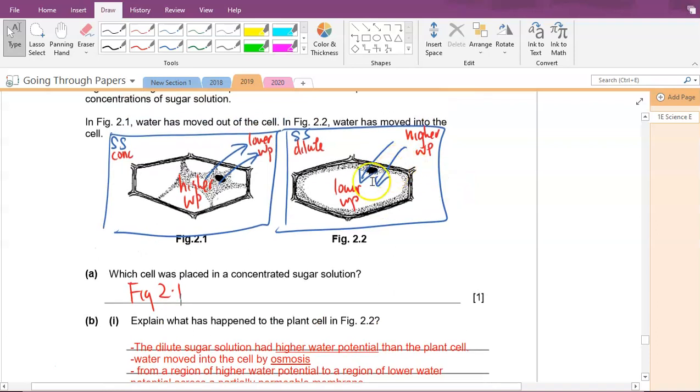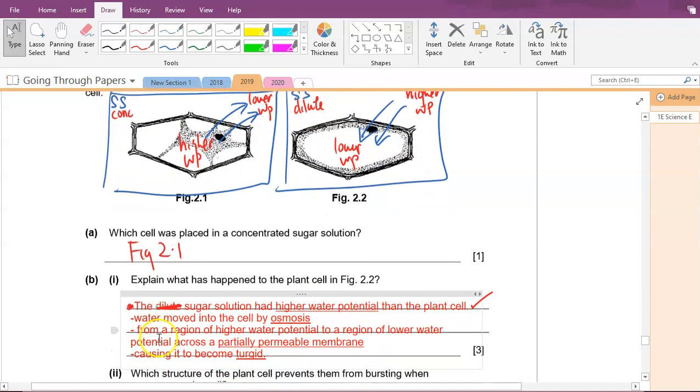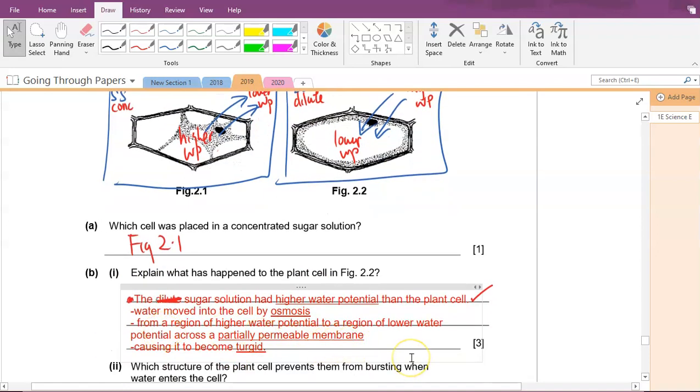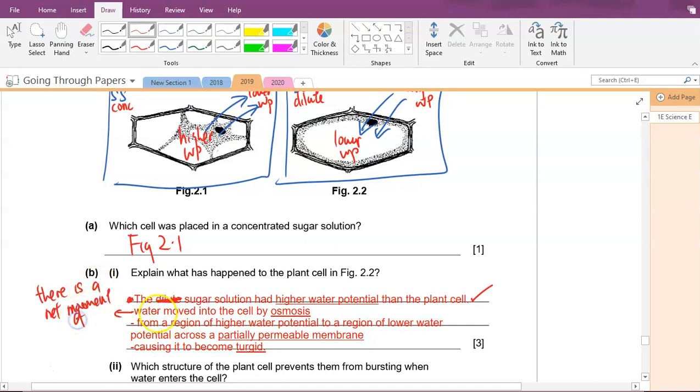So, first thing, you must establish which one has a higher water potential. So, the dilute sugar solution, or you can just say the sugar solution, has a higher water potential than the plant cell. That's the first point you must make. Secondly, okay, what is happening? Let me elaborate a bit more. So instead of saying water moved into the cell by osmosis, I think you should actually write the net movement. Okay, that is a net movement of water molecules.